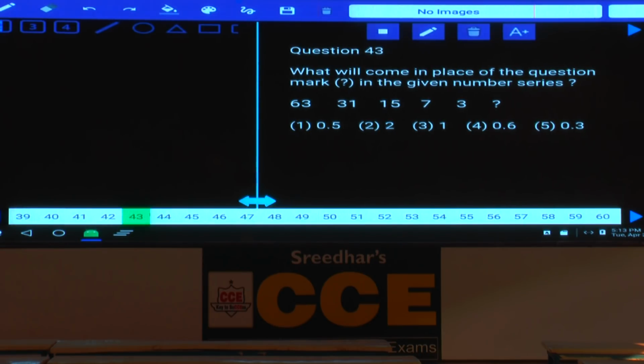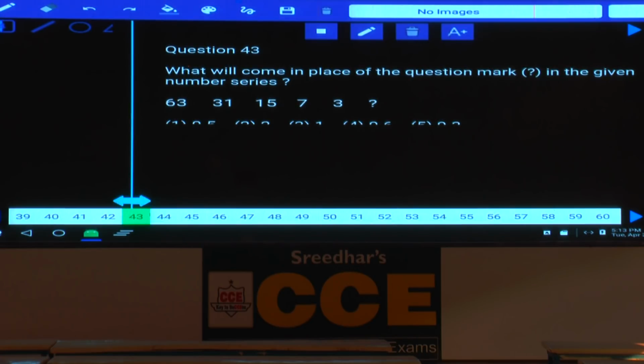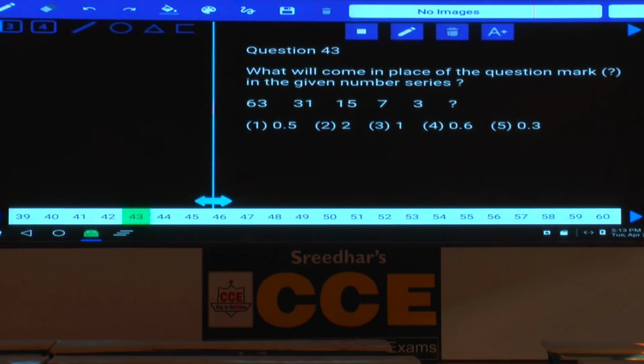43, any doubts in this? Now question number 43. Now the numbers are in the decreasing order. Whenever the numbers are in the decreasing order, we should always start in the reverse order. Then what is the reverse pattern here? 3 and 7. 3 into 2, 6 plus 1. And 7 into 2 plus 1, 15. 15 into 2 plus 1, 31. 31 into 2 plus 1, 63. Into 2 plus 1 in the reverse order.